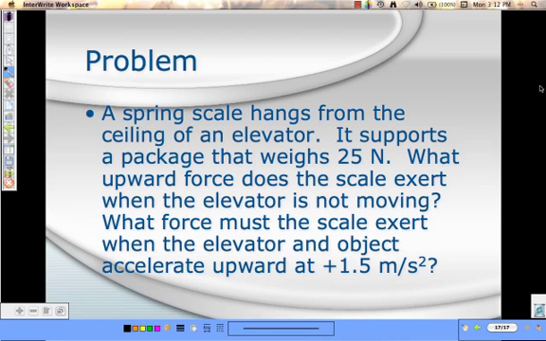What upward force must the scale exert when the elevator accelerates upward at 1.5 meters per second squared?